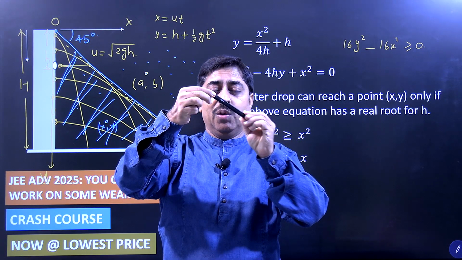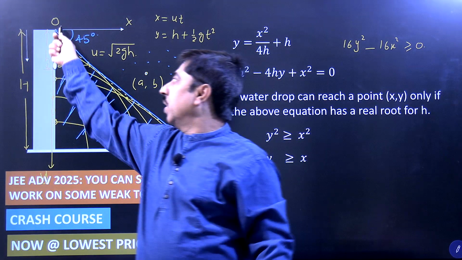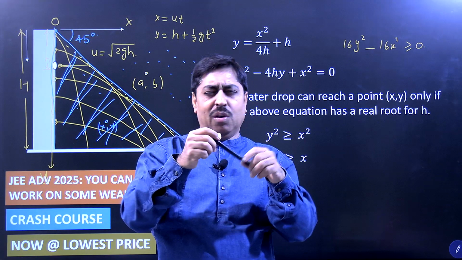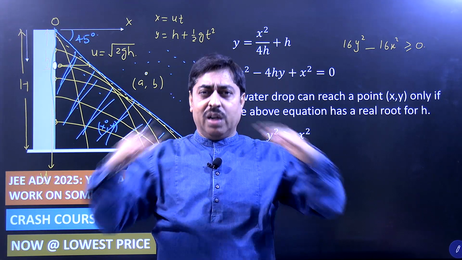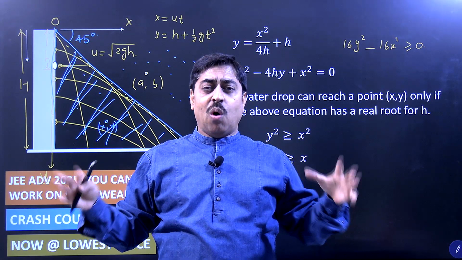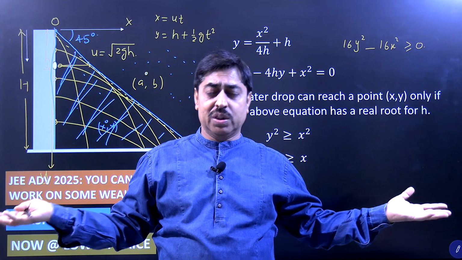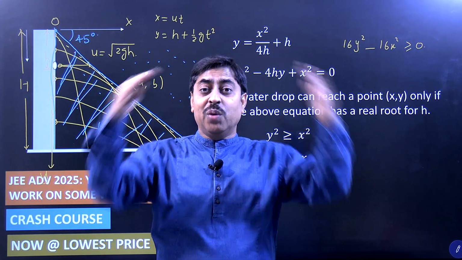In that case, this blue line can be rotated about this vertical line, making an angle of 45 degrees with the vertical or horizontal, and you will get a cone. You can see a cone. So, all water drops will lie inside this cone only. No water drop can be outside this cone. So, you will get a conical water fountain.